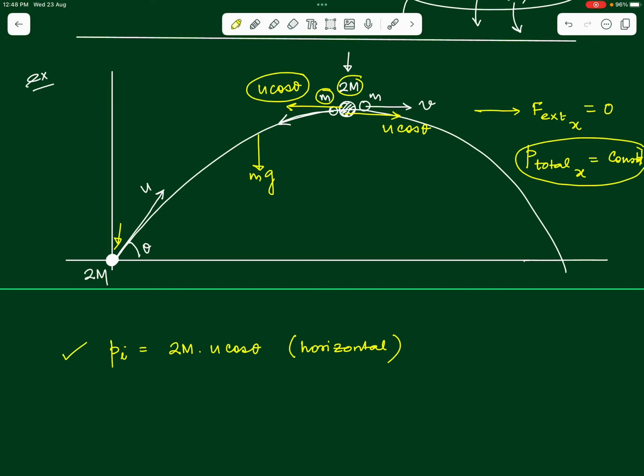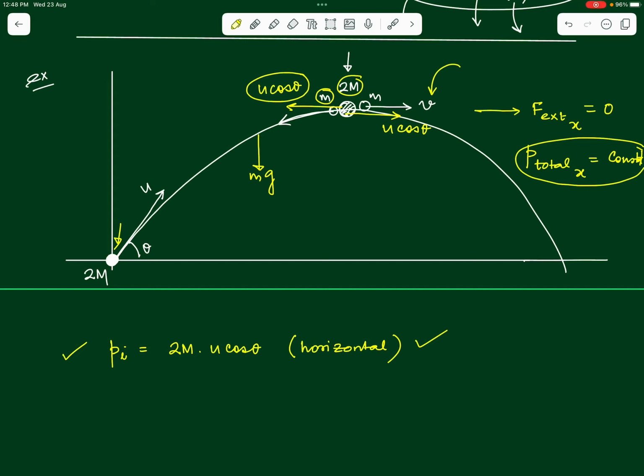So for one of the masses, we know that its velocity is u cos theta. If we assume that, let's say, the second particle has a velocity v in the other direction towards right, because we know now that the net momentum has to be towards right, along the rightward direction horizontally, right? So we expect the velocity of the other mass to be towards right.